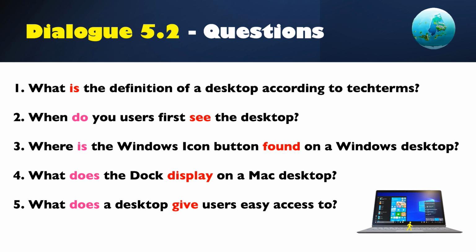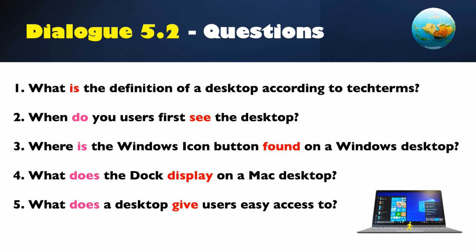Yonghee, what is the definition of a desktop according to tech terms? The desktop is the primary user interface of a computer. When do users first see the desktop? When they turn on the computer. Yes. Where is the Windows icon button found on a Windows desktop? In Windows, there is a taskbar at the bottom of the screen with a Windows icon button on the left.